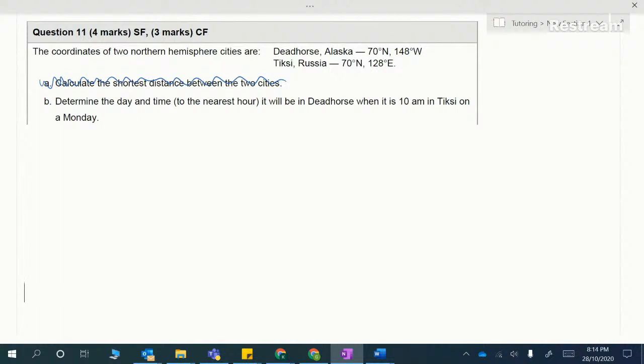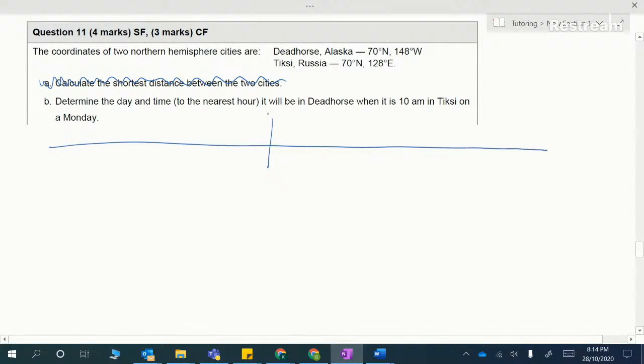Okay, so the first thing I always do is draw a diagram with these things. So my diagram looks a little something like this, with the middle being zero, both 0 degrees longitude and zero time zones, because that is UTC/GMT, but UTC is the official one, okay? And then over here will be everything in the Eastern Hemisphere, and over here will be everything in the Western Hemisphere, okay?